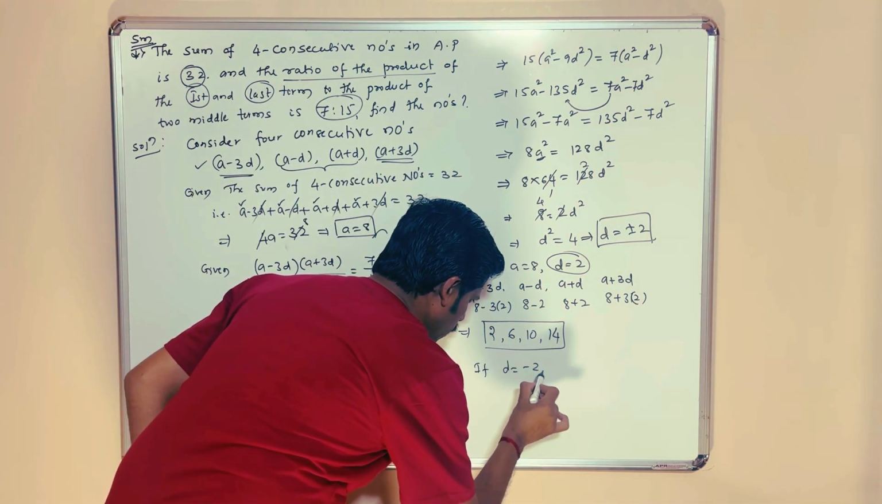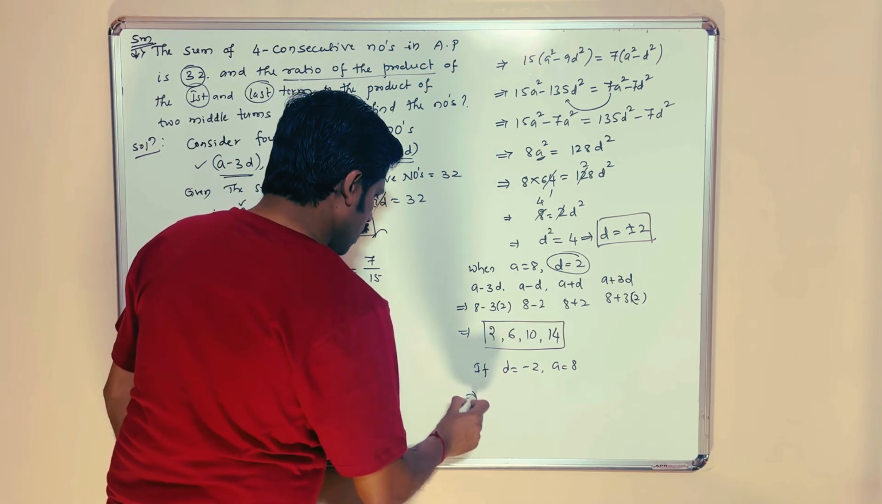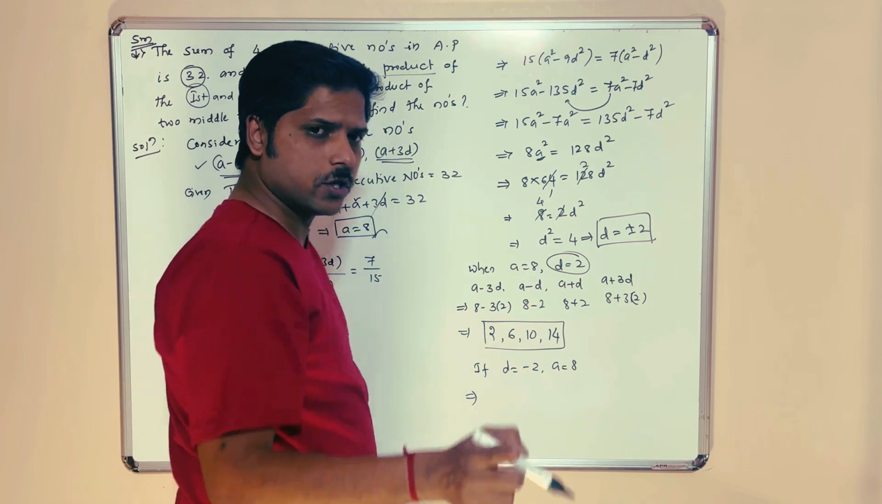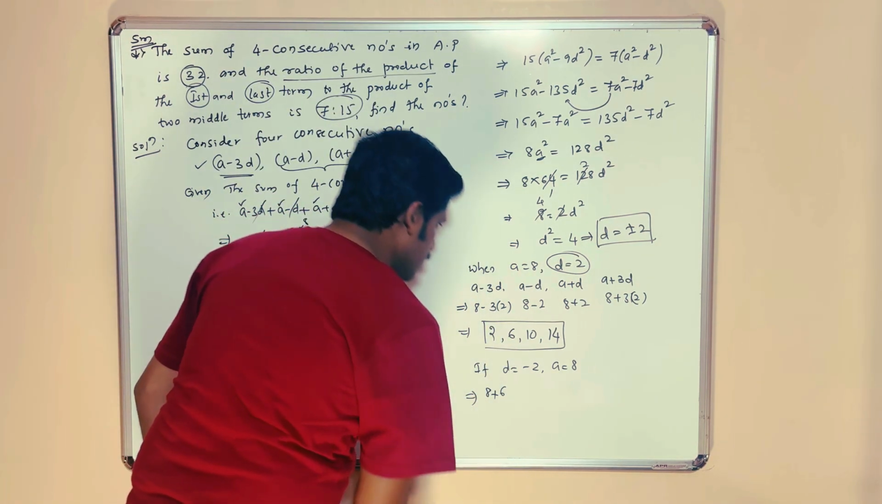If d is equal to minus 2 and a is equal to 8, I will write directly. Here, 8 minus 3 into minus 2. 3 into minus 2 is minus 6. Minus into minus is plus. So, 8 plus 6. That is 14.